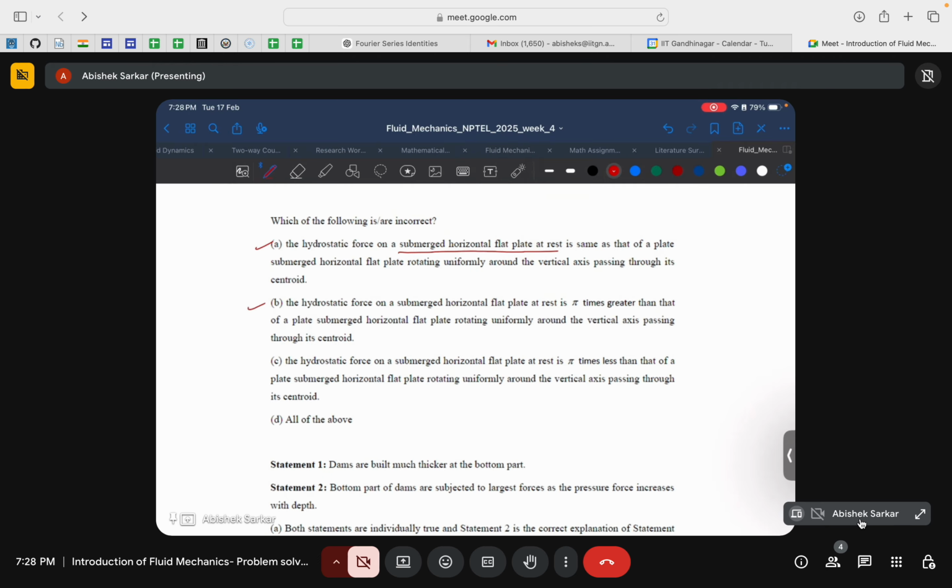Second option is hydrostatic force on a submerged horizontal flat plate at rest is pi times greater than that of a horizontal flat plate rotating uniformly around the vertical axis passing through the centroid.